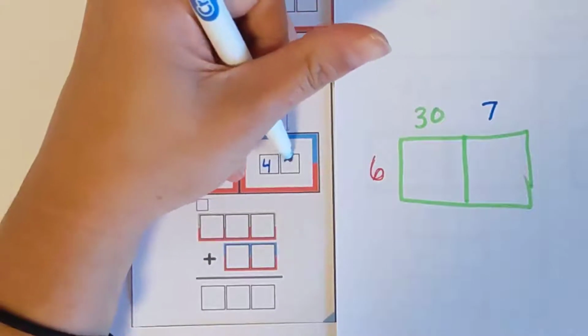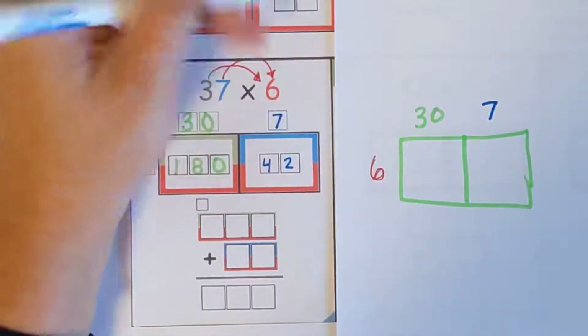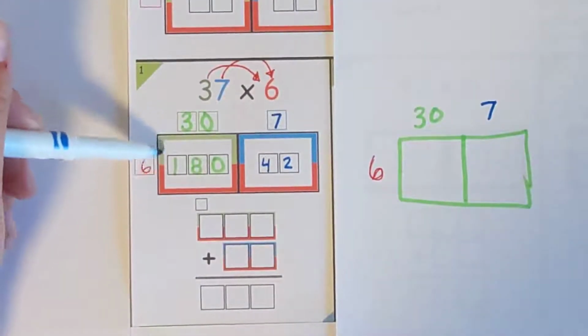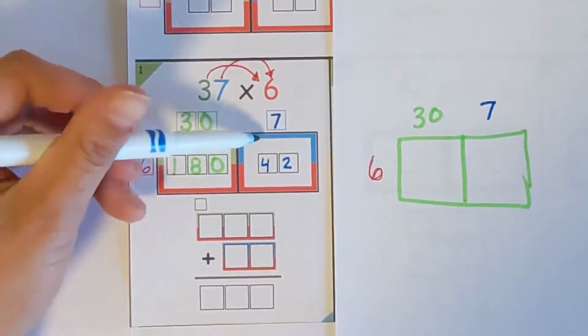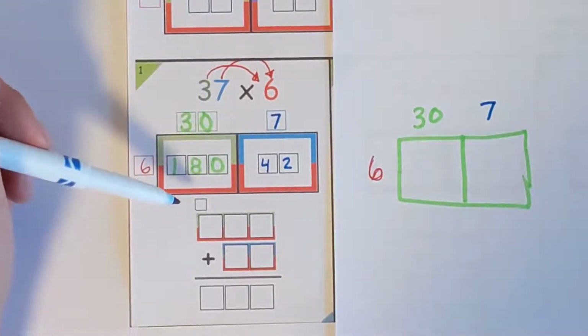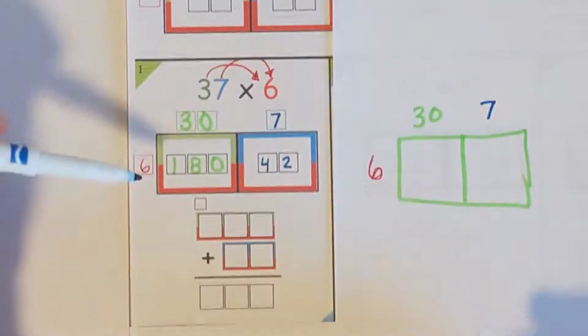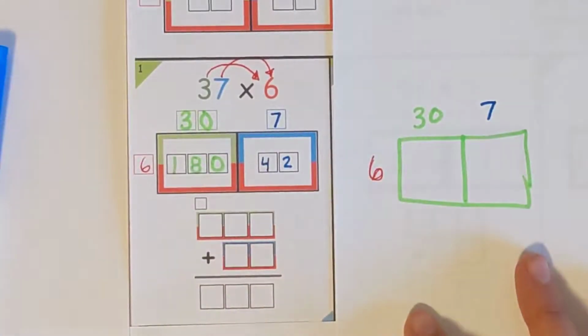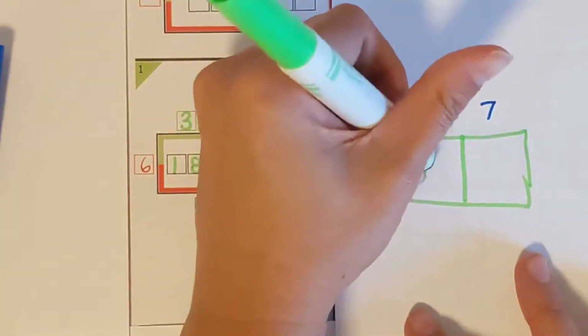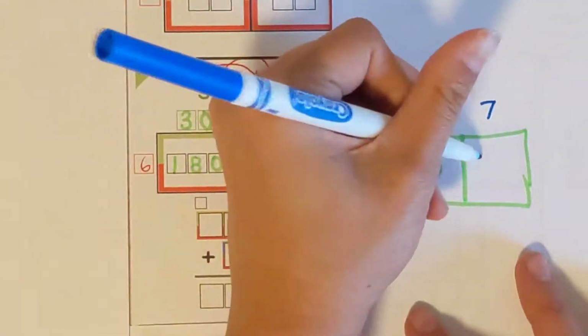While you're doing these, if you get stuck, you can use the colors to help you. So this one is green and red, so we did green times red, and then this one is blue and red, so we did blue times red. And that can just kind of help be a nice reminder. So again, 6 times 30 was 180, 6 times 7 is 42.